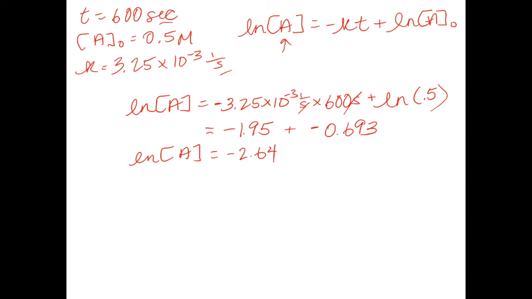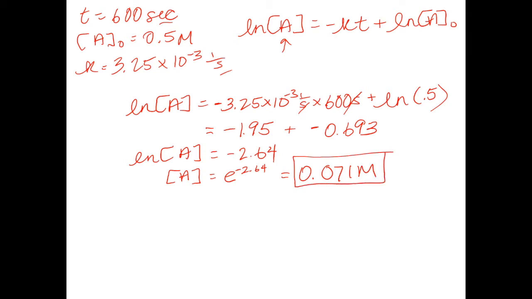Okay, so I need to take the inverse ln of both sides. When I do that, I'm just going to have A here, and this is going to look like E to the negative 2.64. And that gives me 0.071 molar. And that's what I need. I just need to make sure that my molarity has gone down because 600 seconds have gone by and my concentration has gone from a half a molar to 0.071 molar. So my concentration has decreased over that time. So at least that makes sense.